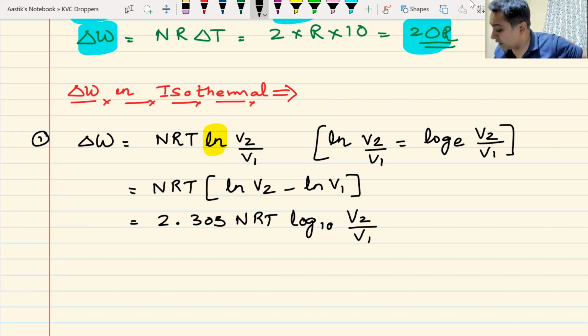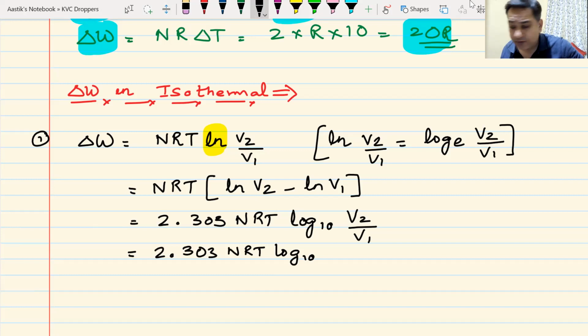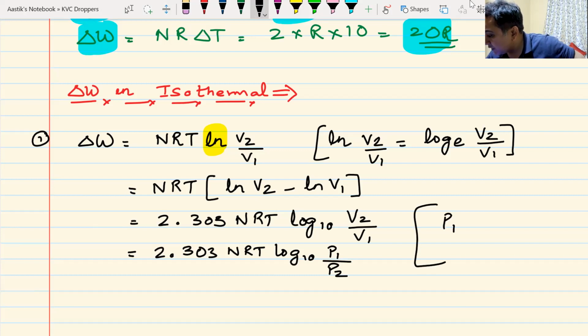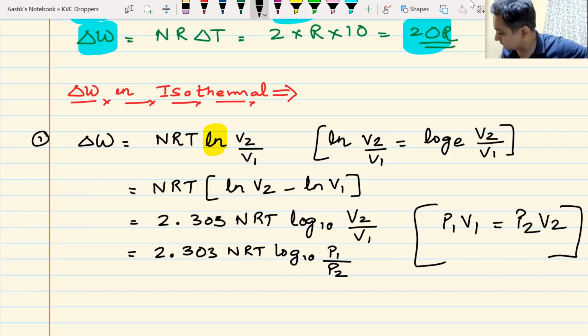It will automatically come. Now, the other way of writing this: I put 2.303 same, nRT same, log same. But instead of writing it in the form of V2 by V1, I can write it in the form of P1 by P2. Remember, P1 into V1 is equal to P2 into V2. Am I making sense? Do we understand this? I hope everyone is writing together with me. Writing is an essential practice.